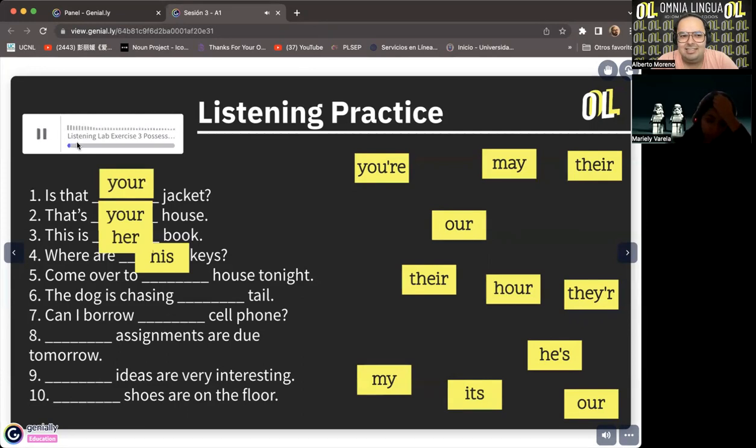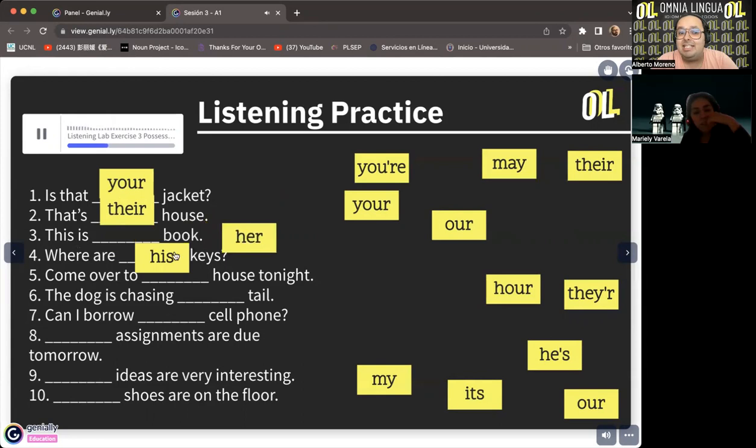Let's listen. Listening lab. Provide the missing possessive adjectives. Is that your jacket? Okay, that's right. 2. That's their house. There. 3. This is his book. His book. 4. Where are my keys? So which is the answer? My. My keys.